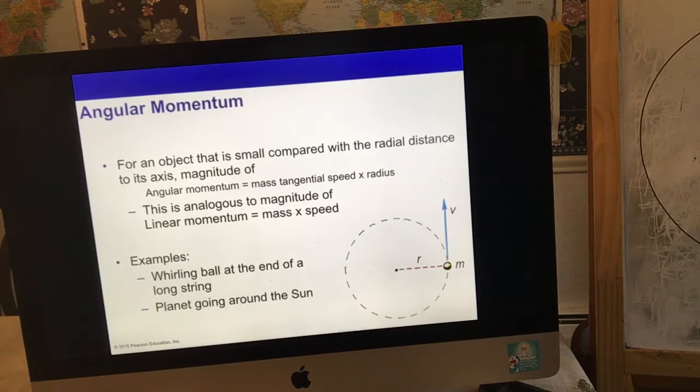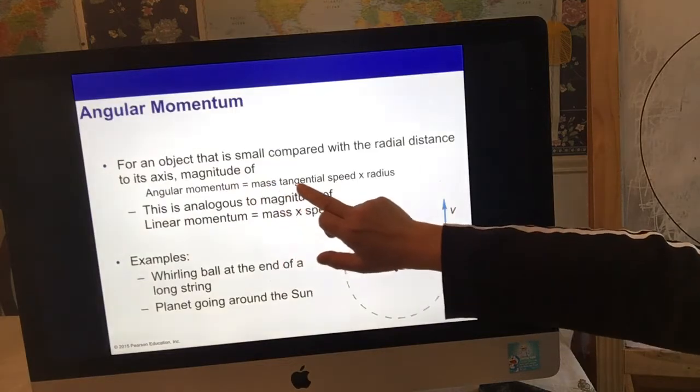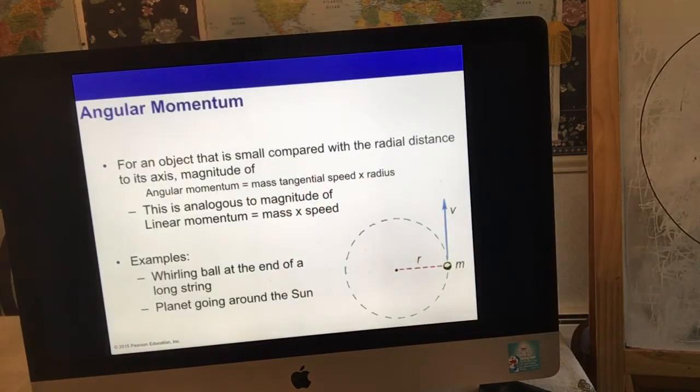For an object that is very small compared to the radial distance to its axis, the angular momentum becomes mass times tangential speed times radius.